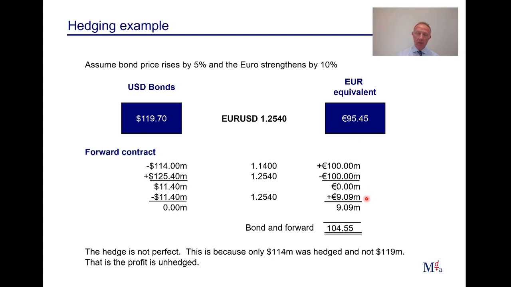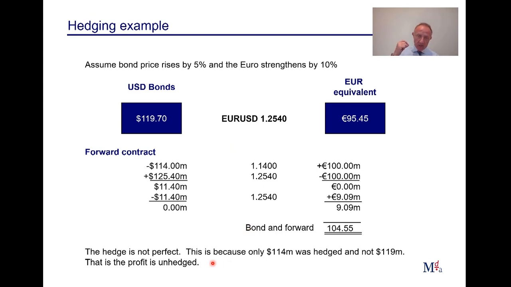Our forward contract has made us 9 million euros. In total, our fund, the holdings together, are worth 104.55 million euros. So we've actually made a gain of 4.55 million euros. We haven't made quite the 5% that we saw the bond price move by. And that's because it's very difficult to get a precise hedge.